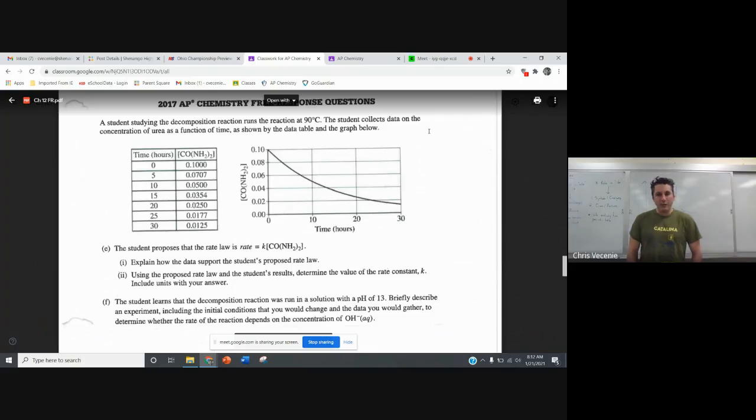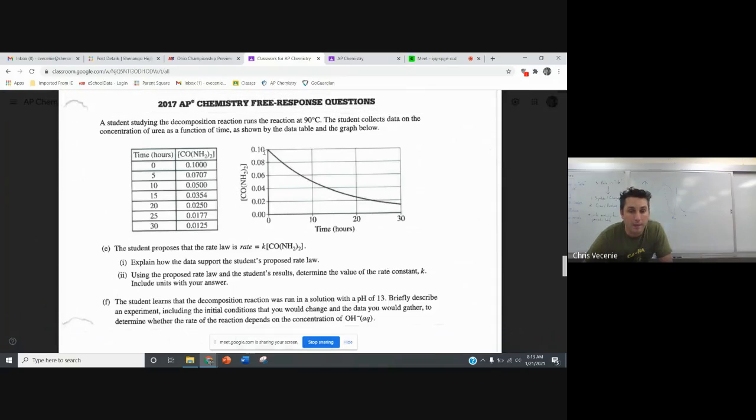And it wants us to say, how is the data supporting that rate law? Remember, whenever you have concentration versus time, there's that sneaky check for half-life. If you look up into this picture, you can see how long a half-life is. We started at time 0 at 0.10. When we drop to 0.05, we know one half-life has occurred. To go from 0.10 to 0.05, it took us 10 hours.